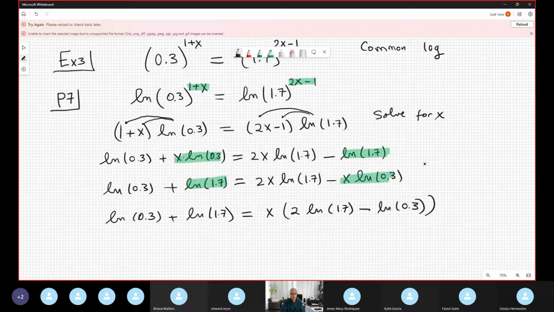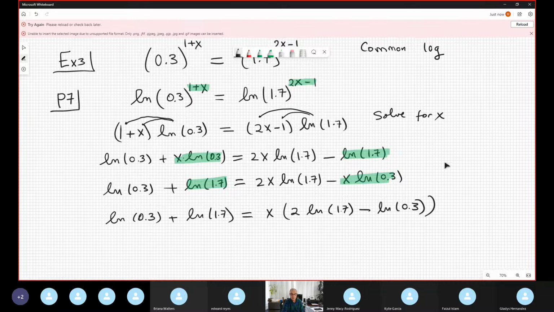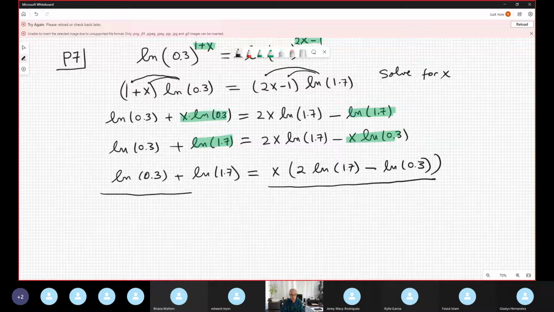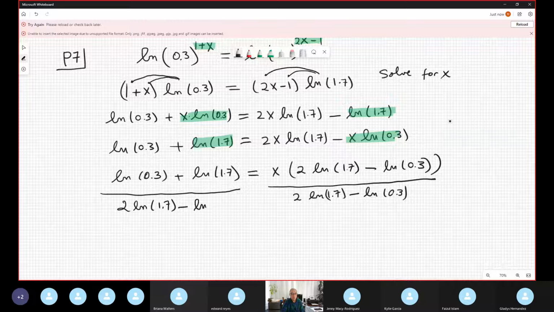Okay, so to get x alone, you divide both sides by 2 ln 1.7 minus ln 0.3. Because my goal was to solve for x. So they cancel out, and we have x alone equal to this.